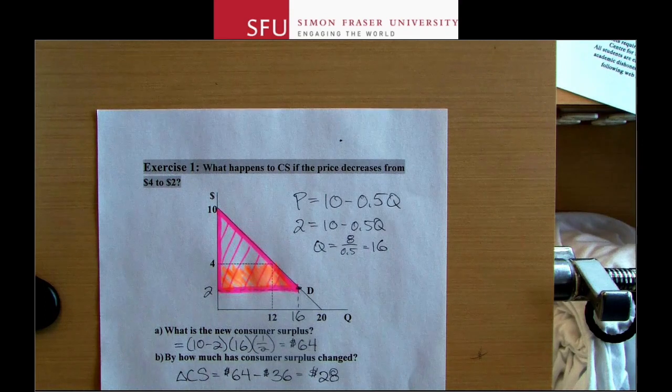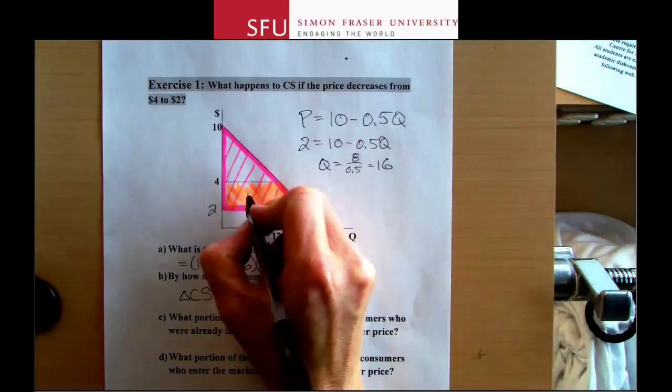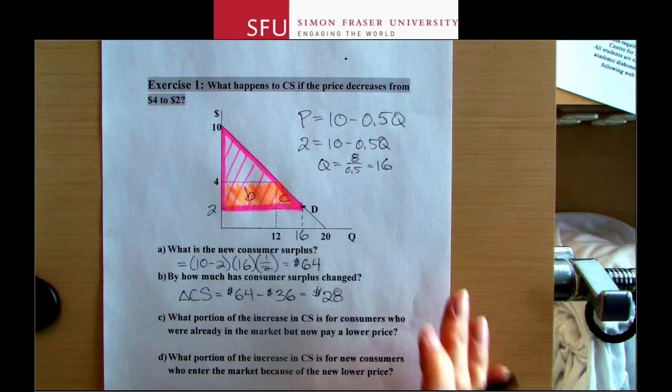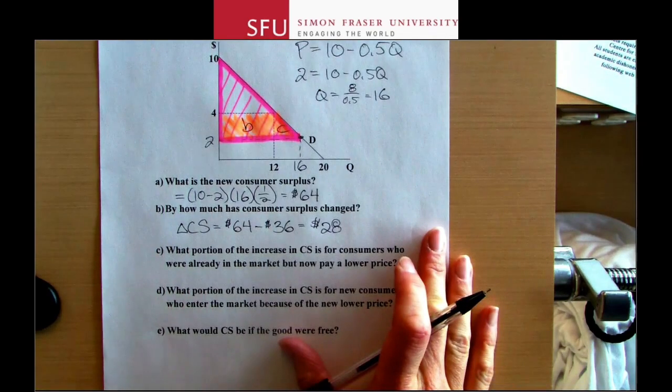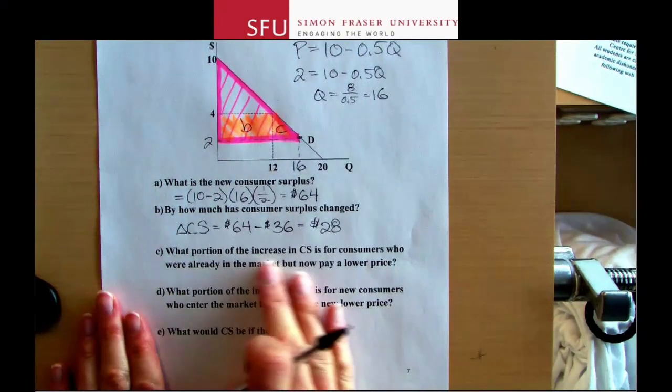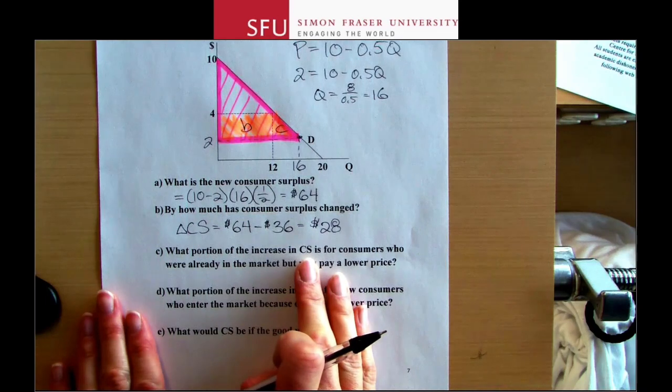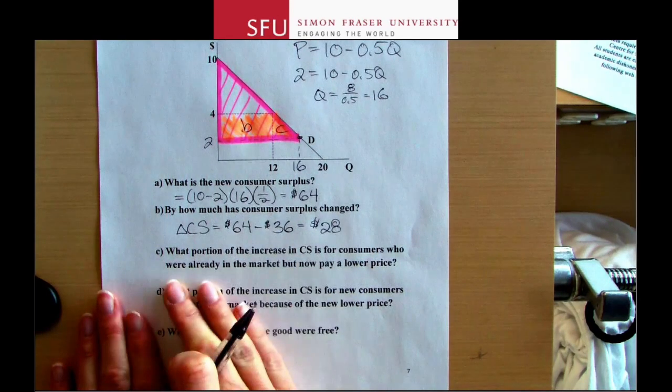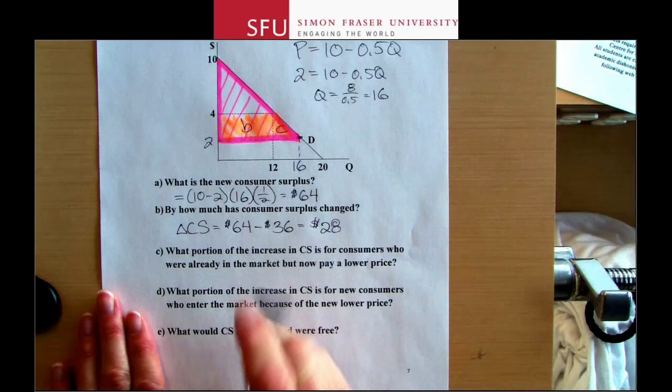These 12 consumers are better off because they still buy the good, obviously, but this used to be their cost up to here. Now their cost is only down here. So this part becomes part of their surplus instead of being part of their cost. Okay, so let's label these B and C again. The portion of the increase in consumer surplus for consumers who were already in the market, that would be the 12 people here.